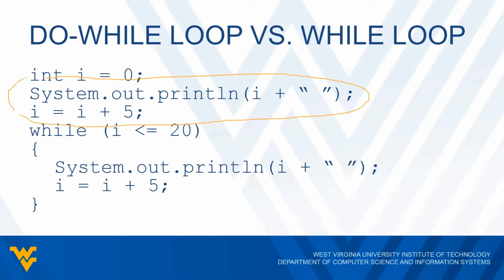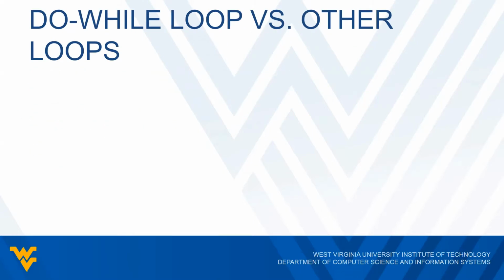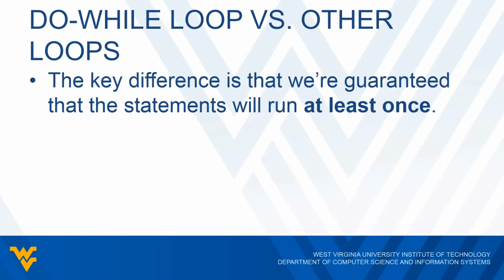So we have to run this code here once, and then we get into our while loop, where as long as i is less than or equal to 20, we would continue repeating that. So this will produce the exact same output. It's just that now we have to put at least one iteration of the body outside of our loop to make this work. As I've been saying several times, the key difference here is that we're guaranteed that the statements will run at least once.